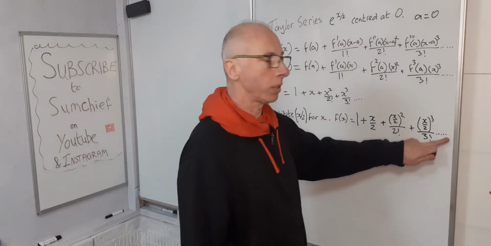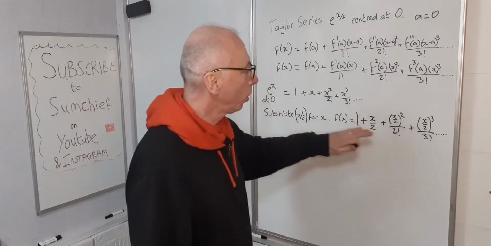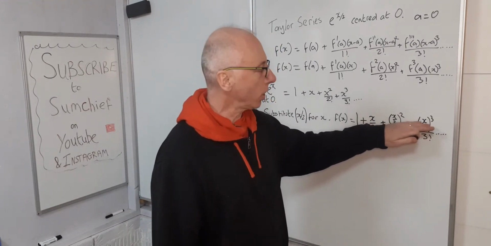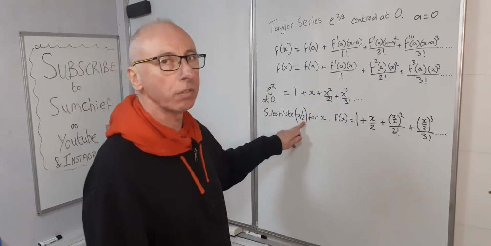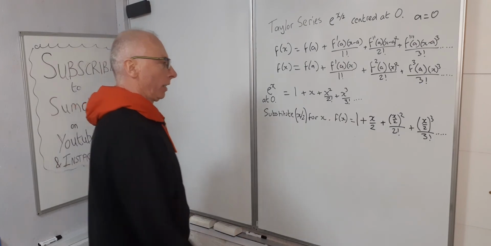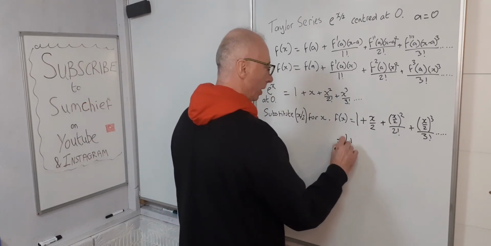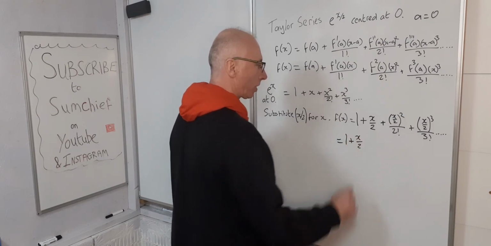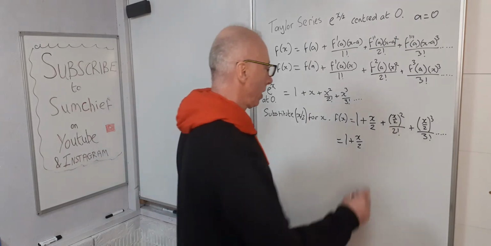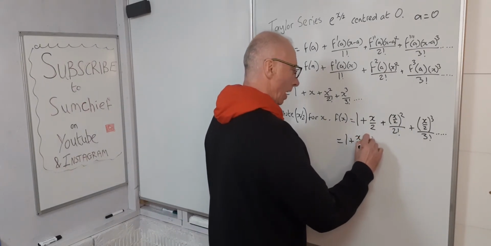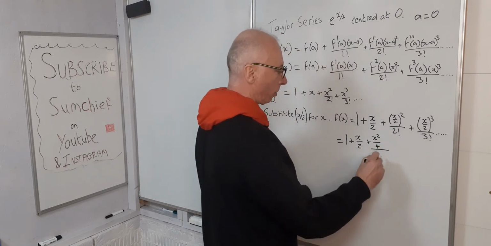Always important to write the dots here for so on and so on, because this could go on forever and ever and ever. And the more evaluations you do for each x, the more terms, the closer you get to the real value. Okay, so let's simplify this up a little bit. So 1 stays the same, x over 2 stays the same. Right, x over 2 squared becomes x squared over 4, divided by 2 factorial, which is 2.